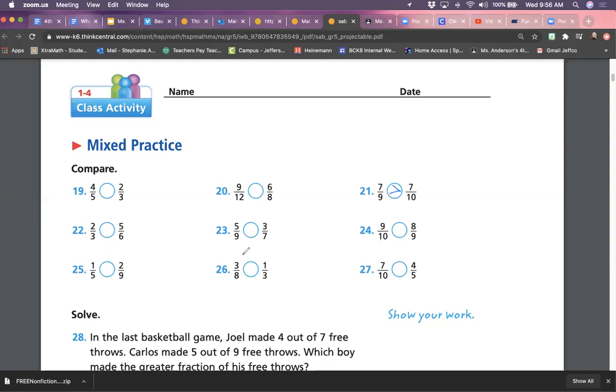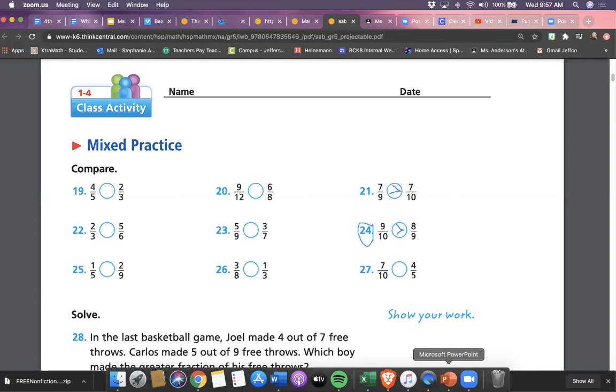And then if not, you can either compare it to 1/2, or you can compare it to how far it is away from a whole. So again, number 24 here, 9/10 is 1/10 away. 8/9 is 1/9 away. I know that tenths are smaller than ninths, so it's going to be closer to a whole. And you guys can come back to this video to help guide you through this today. But try out different strategies depending on which fractions you are comparing.